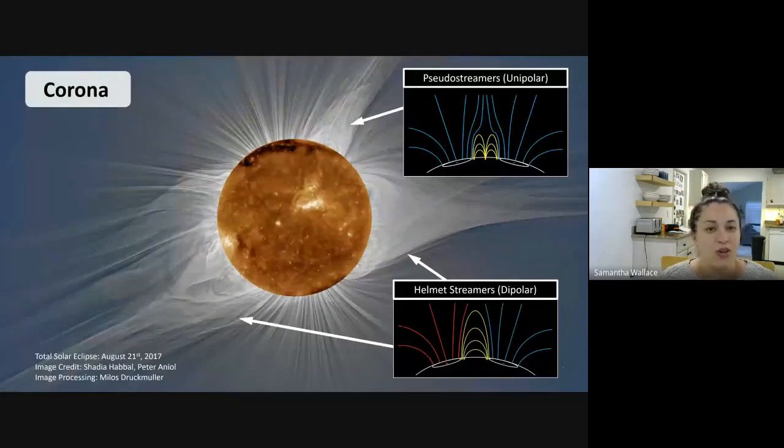I'm just going to start with one slide on the corona, and then I'll have some discussion on the solar wind that really motivates all the different studies I'm going to talk about today.